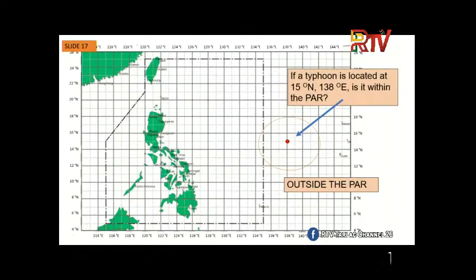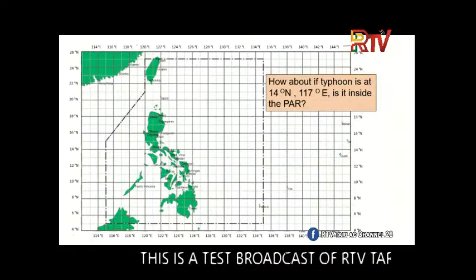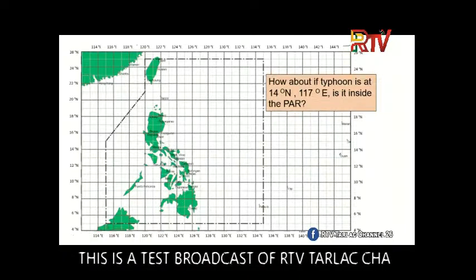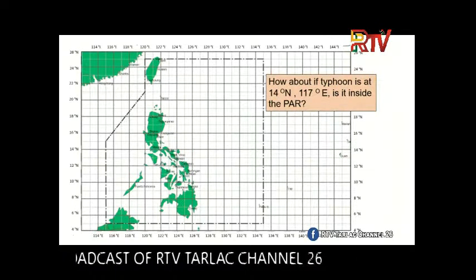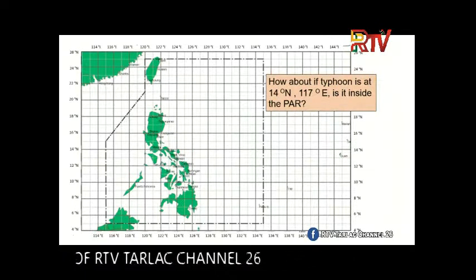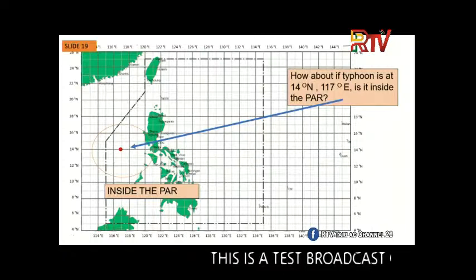Now, let us move on to question number 2. How about if a typhoon is at 14 degrees north and 117 degrees east? Is it inside the PAR or is it outside the PAR? Amazing! If your answer is yes, you are right. It is inside the Philippine Area of Responsibility. Good job, grade 8.